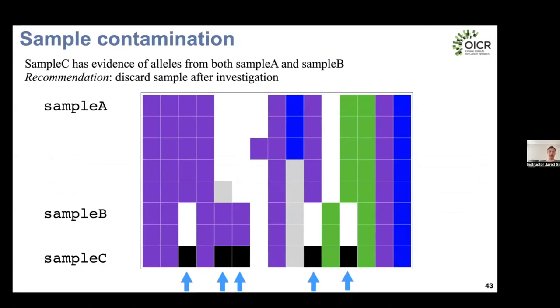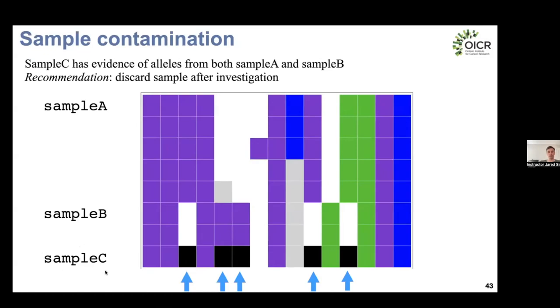Finally, we can look at the pattern of mixed bases to try to infer whether it was a mix-up between two different samples on our sequencing run. And this is a little bit complicated, but essentially what you do is look for these ambiguous positions, which are denoted by these black boxes, and see whether there's a pair of samples on the run that explains all of the positions being ambiguous in one sample.